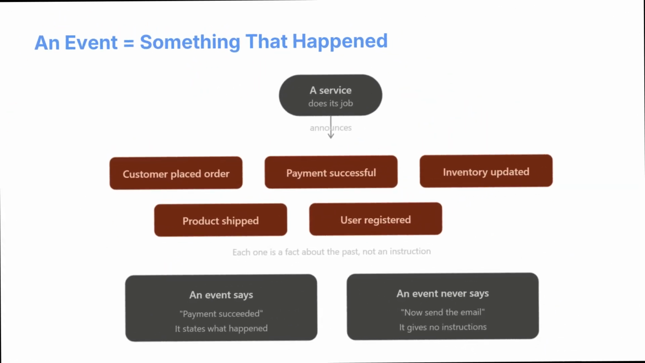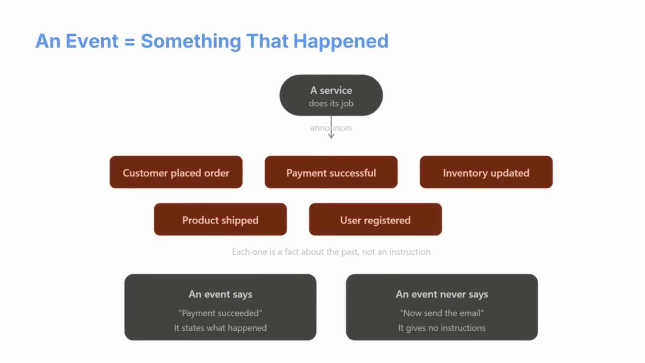An event is simply a notification that something important has happened in the system. It doesn't tell another service what to do, it simply announces a fact. For example, order created, payment completed, or customer registered. Other services decide whether they want to react to that event.